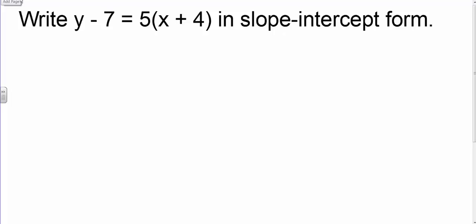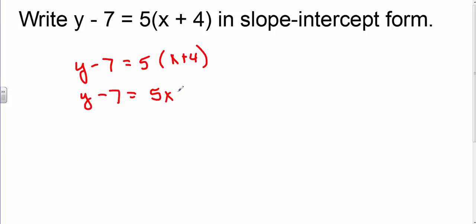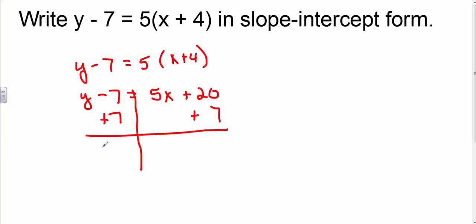Write y minus 7 equals 5 times x plus 4 in slope-intercept form. Your turn. Pause the video. So we go y minus 7 equals 5 times x plus 4. We go y minus 7 equals 5 times x plus 5 times 4. We want the y to be by itself, so we add 7 to both sides. And that gives us y equals 5x plus 27. Slope-intercept form, y equals mx plus b.